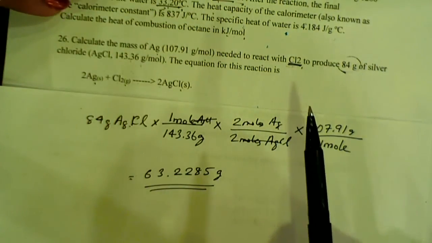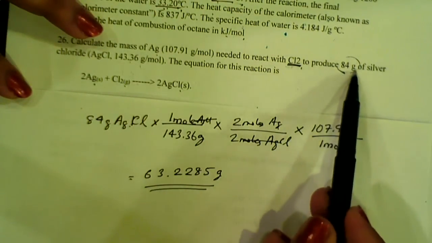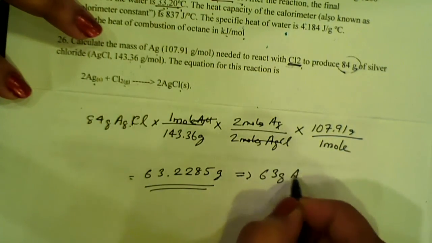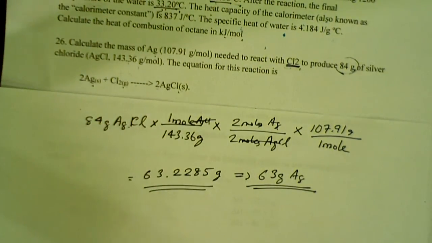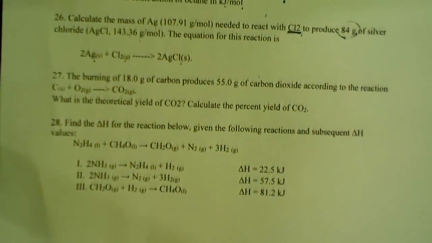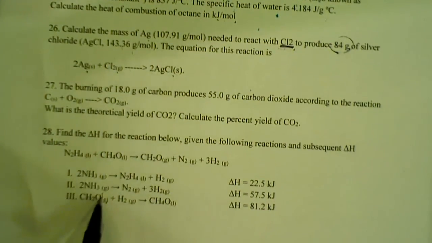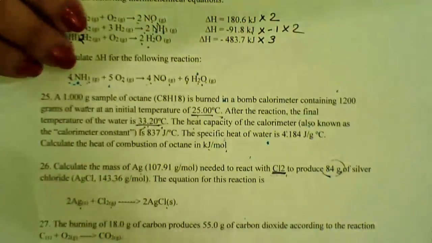So 84 times 2 times 107.91 divided by 143.36 divided by 2. So it is going to be 63.2285 grams, and if you want to round with the significant figures, this one has only 2 significant figures, so the final answer is going to be 63 grams of silver. Okay.